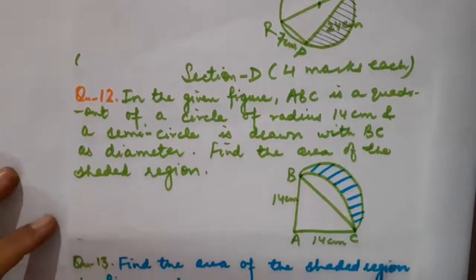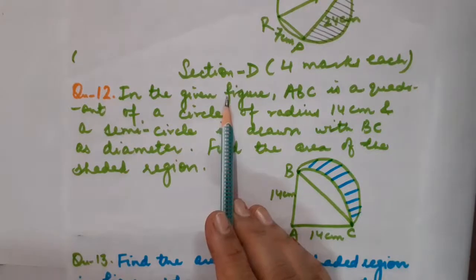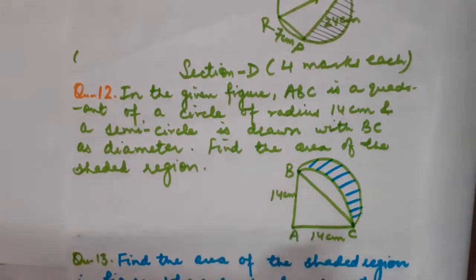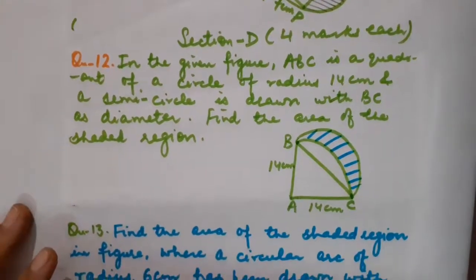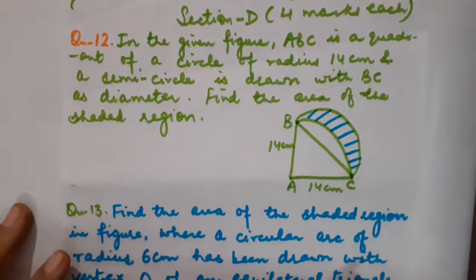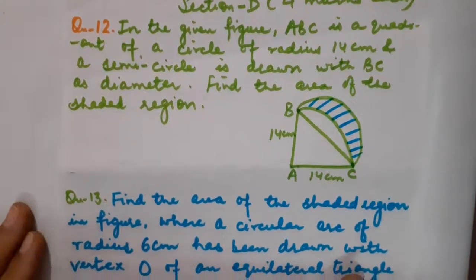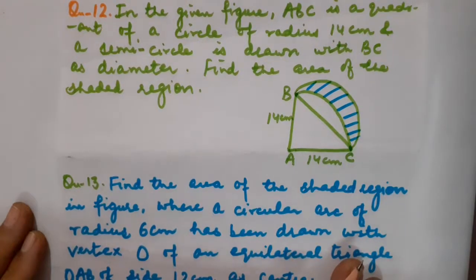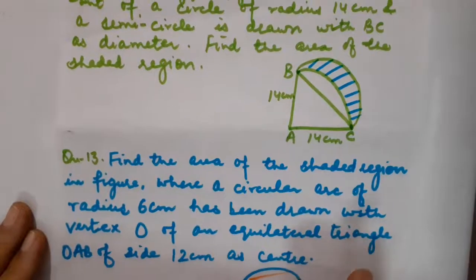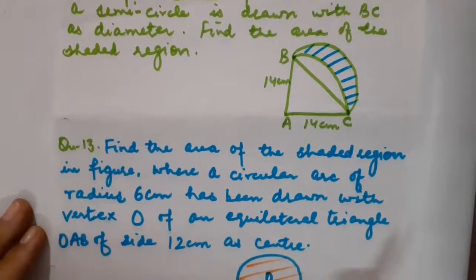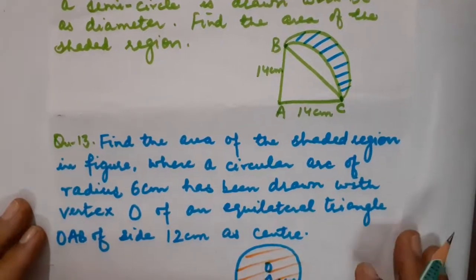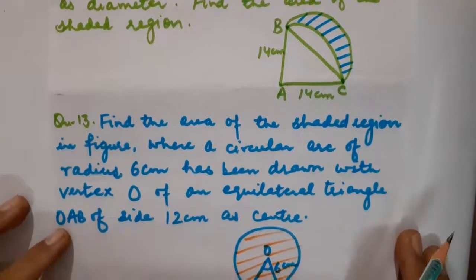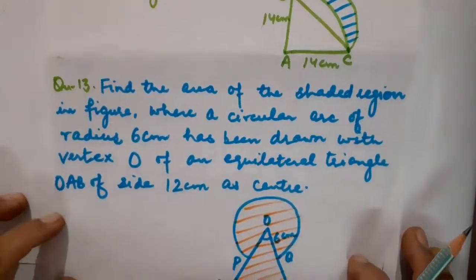Now, I am going to switch to section D, 4 marks each. Children, you are supposed to read the questions very carefully and attempt only that much whatever is demanded. Fine? And this is question number 13, the last question.